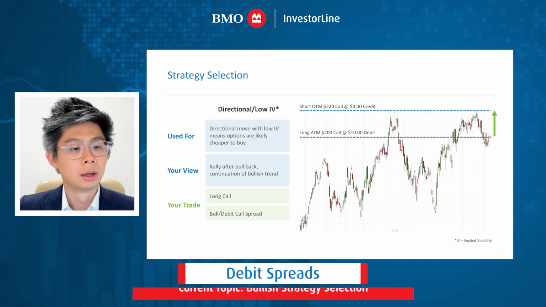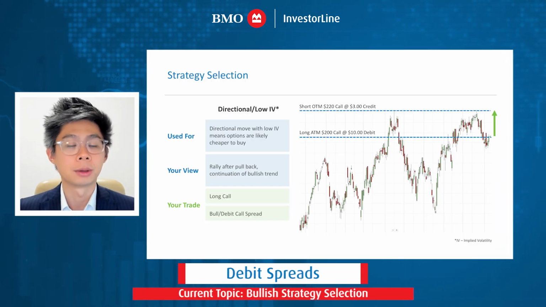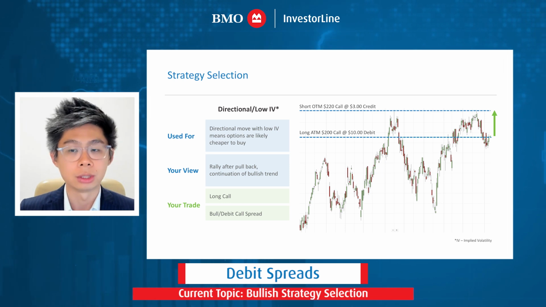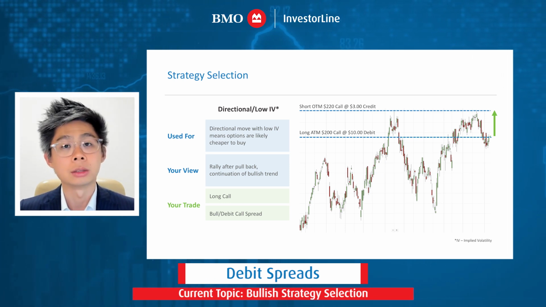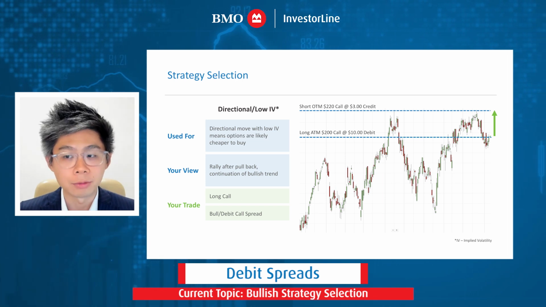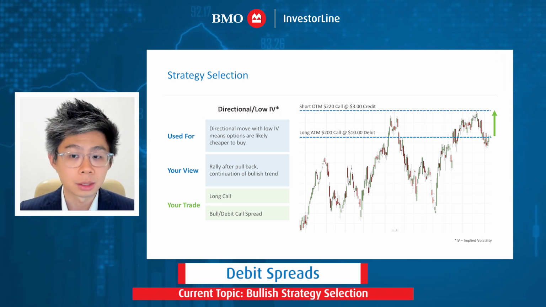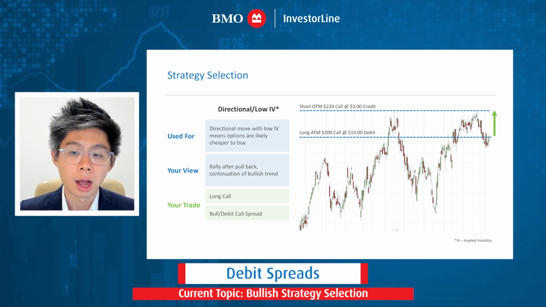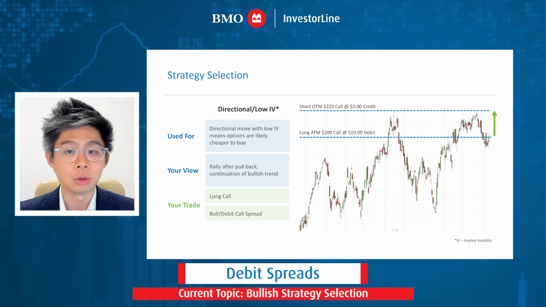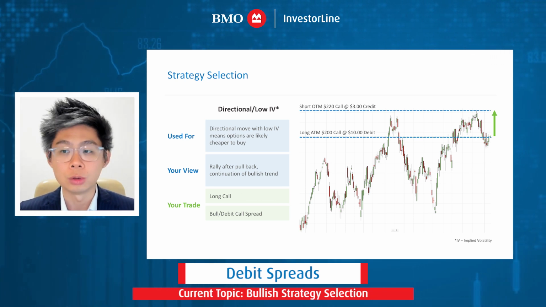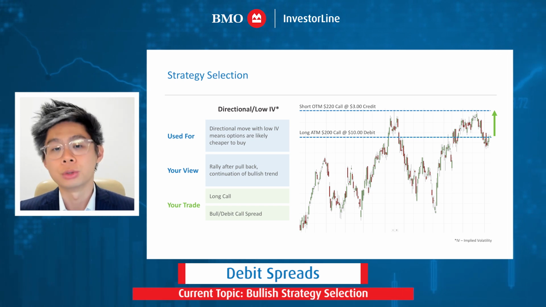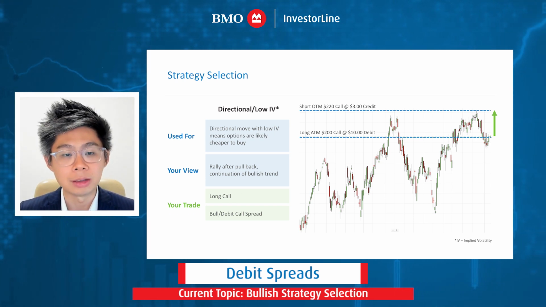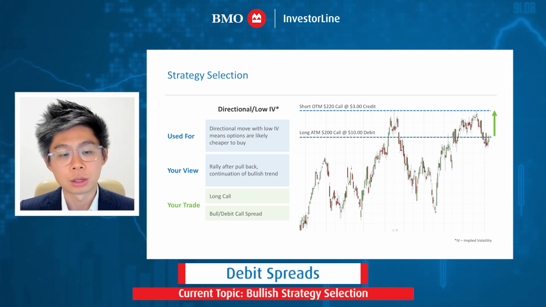Excellent, thank you. So lastly, let's talk a little bit about when to use these specific strategies. Like we mentioned earlier, debit spreads are for when you have a directional move. In this particular case, when we look at a chart here, the idea of using a debit vertical spread is when you believe the stock is going to rally, perhaps from a previous support level to the next resistance level, and you believe there's a directional move that's going to happen.